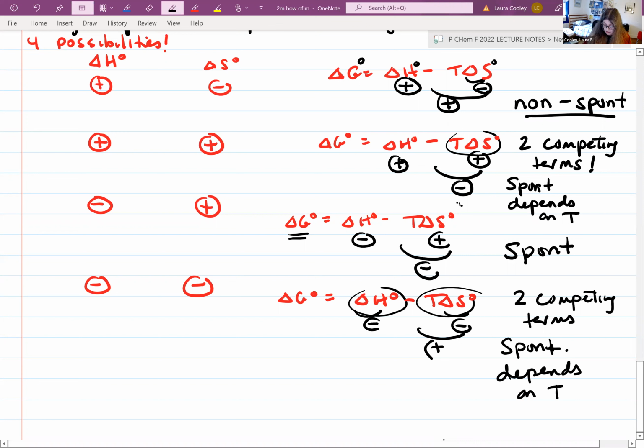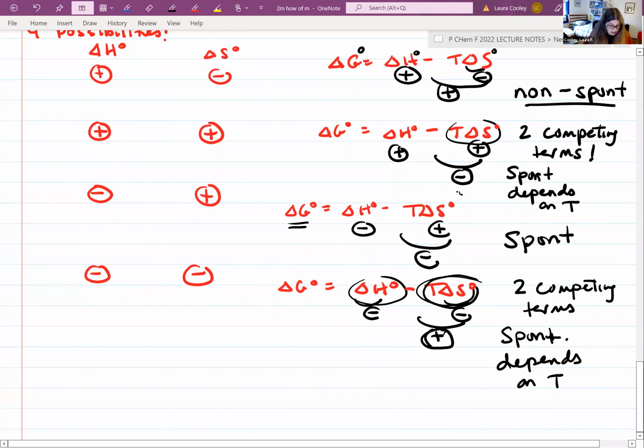And of course, if this term were a greater magnitude, the positive would dominate. It would be non-spontaneous. That would be at a higher temperature. So this would be non-spontaneous at a higher temperature. All right, anyway, and spontaneous at lower temperatures.